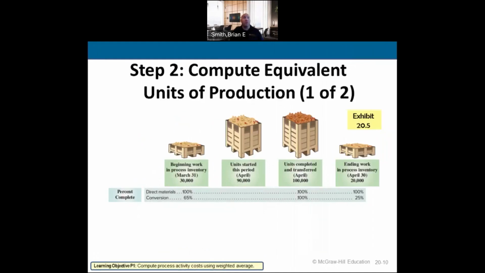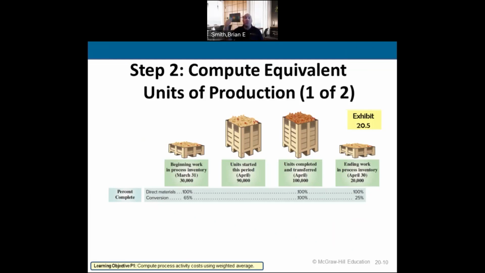So now we're going to compute our equivalent units of production. And when we're doing that, our focus is going to be on our ending inventory. We're looking at our equivalent units of production to find out how much cost is associated with how much inventory. So in this case, we're looking at units completed and transferred out. That's 100% complete in both direct materials and conversion costs. Remember, direct materials are your raw materials used to build the product, and your conversion cost is your direct labor and your overhead applied to that.